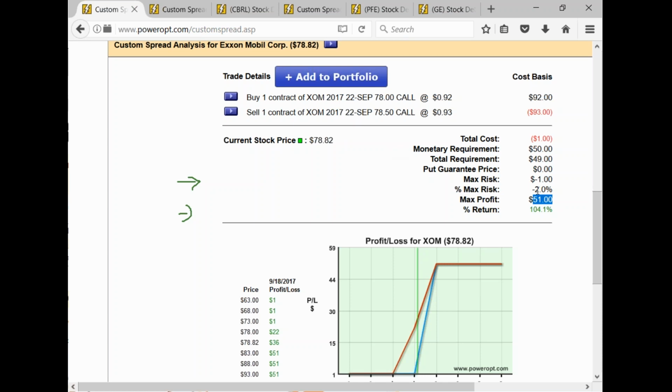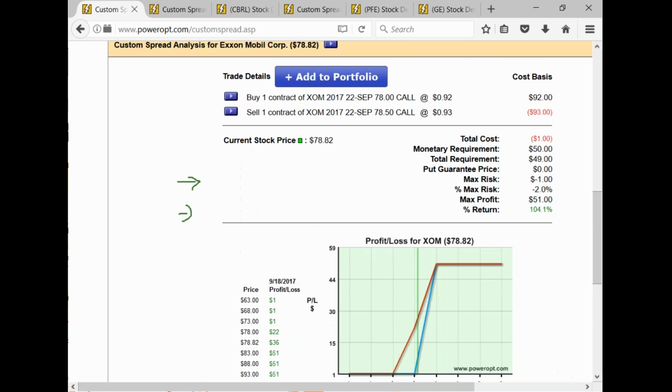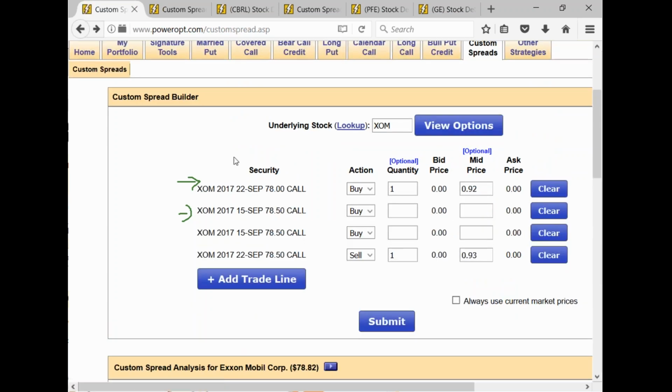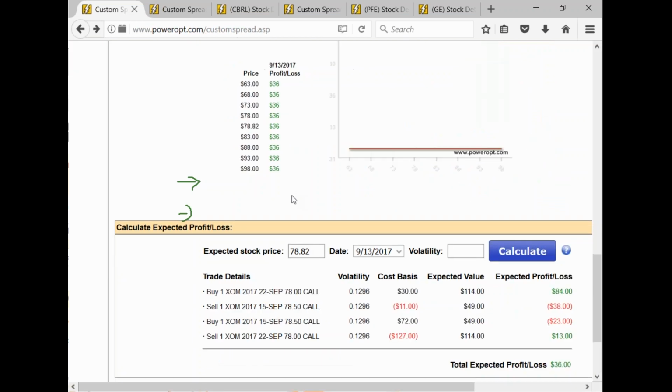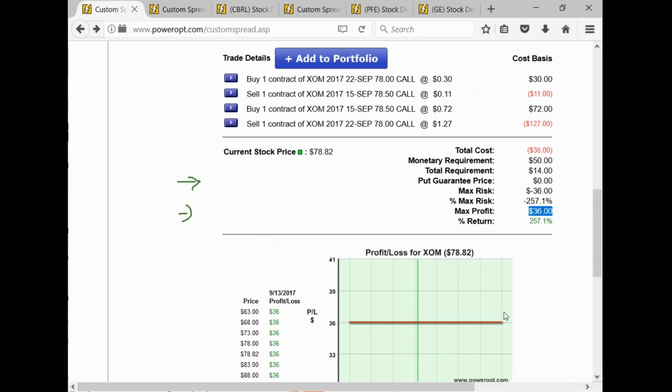Okay. So what's interesting now is that you can't lose any money if it continues down, but if it moves up, yeah, if it stays above 78.50, it's going to give you, it threw it off here because it's done at a credit. It's reading it differently and it's done at a credit. But this number is correct. The maximum profit would now be 51, as opposed to what we were just looking at. Let me go back to, with a profit of 36.